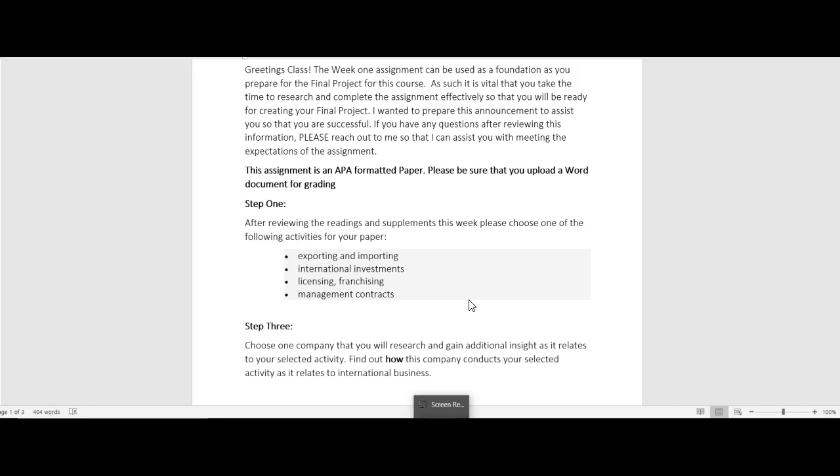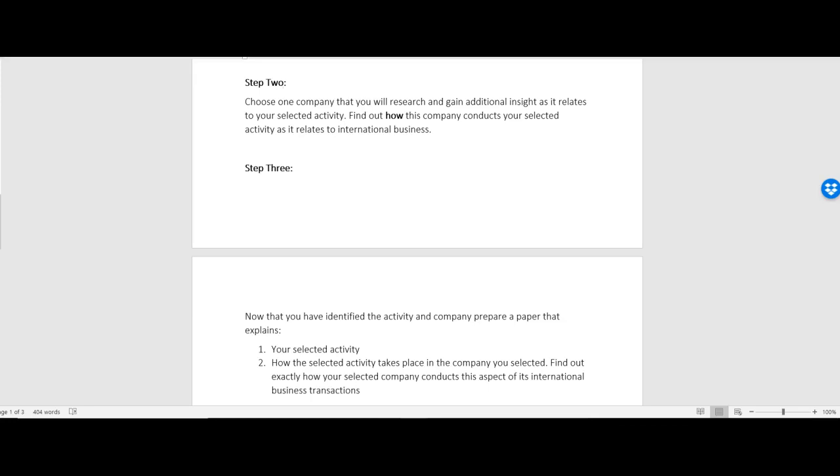Step 1 actually is to review all the readings and supplements for this week. And once you've done that, choose one of the following activities. So you can either write about exporting and importing, international investments, licensing and franchising, or management contracts. Those are the only topics that you can write about this week. And there's an error there. That should be step 2. Okay, so now on to step 2.